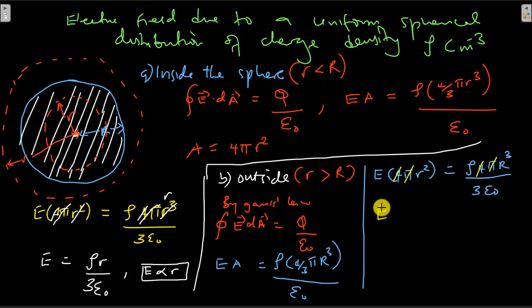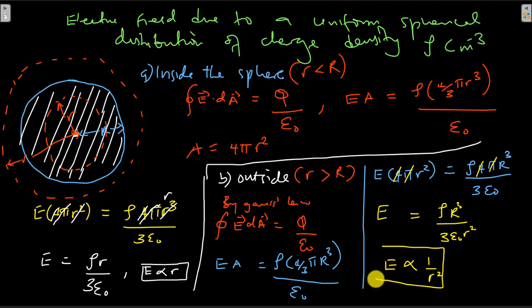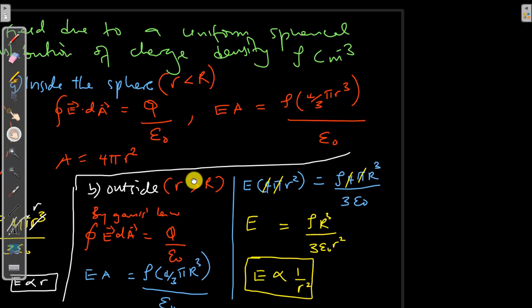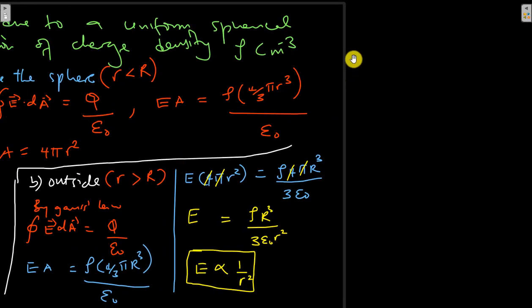The electric field is given by rho times r cubed divided by 3 epsilon naught r squared. So notice that in this case, the electric field intensity outside the sphere is inversely proportional to the square of the distance from the center of the sphere, like that. Let's plot a graph of the electric field intensity inside and outside the sphere.